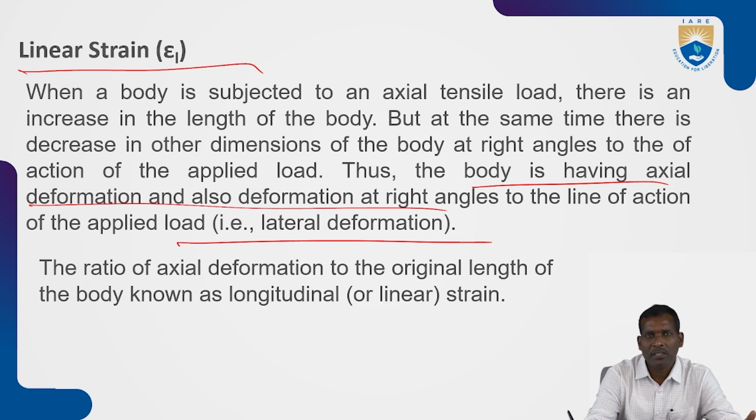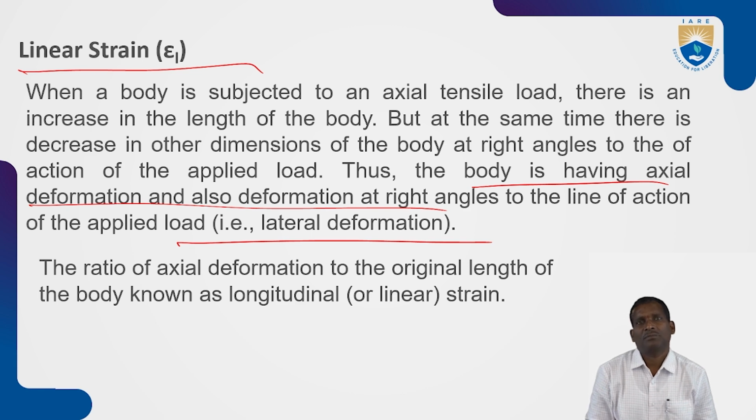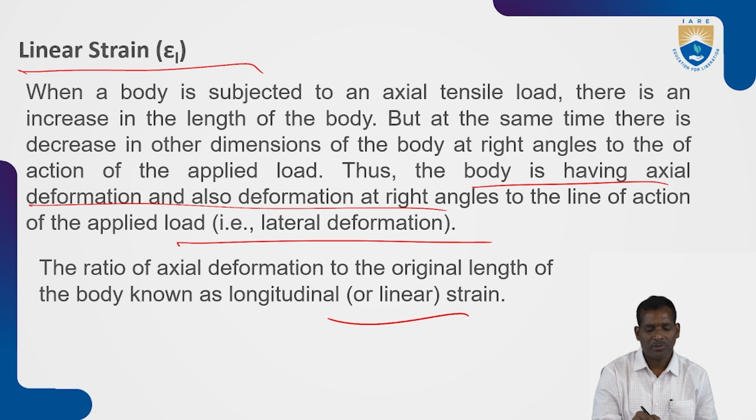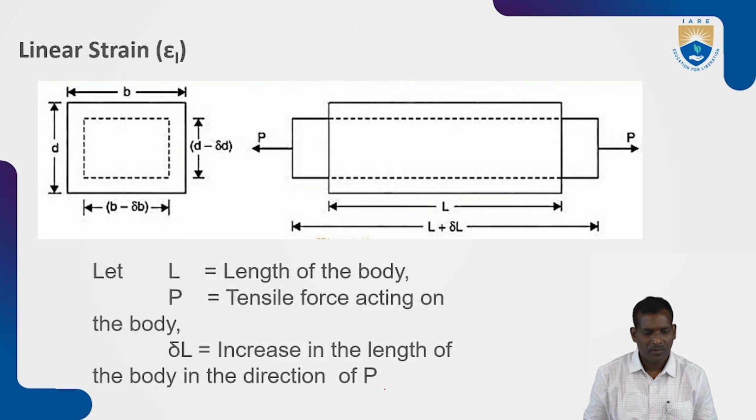The ratio of axial deformation to the original length of the body is known as longitudinal or linear strain. Axial deformation to the original length, that is called longitudinal strain or linear strain. You can represent it with epsilon L.